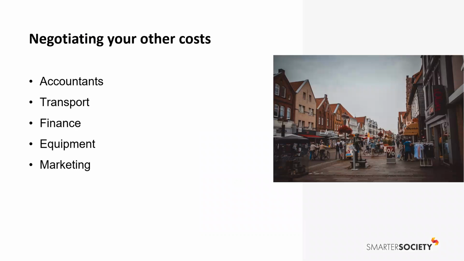Negotiating your other costs. Well, accountants, transport, finance, equipment and marketing, there are lots of other costs out there. Have a plan in place and a rate that you want to achieve. Consider extending the lease to achieve a cost reduction, and then look at other businesses, look at other areas, look at other opportunities, and be ready to compare that. You need to think carefully about potentially moving your business to other suppliers, because this is the time where you're going to need to negotiate carefully.